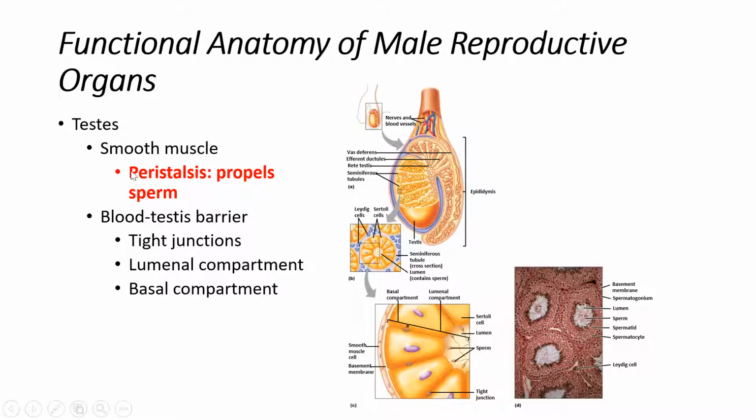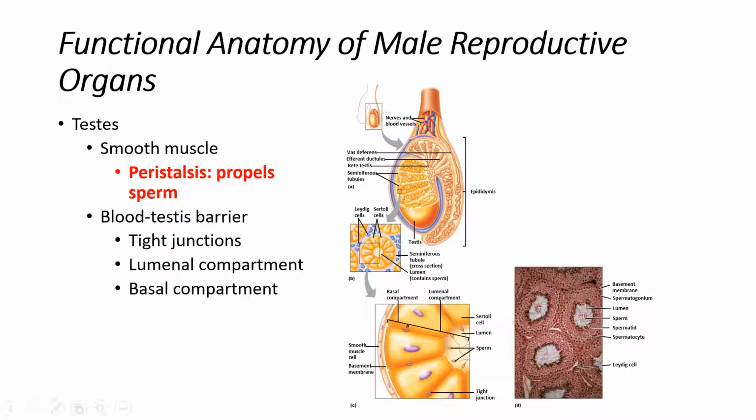Now the testis is made of smooth muscle, and the smooth muscle helps in peristalsis. We saw this word before, peristalsis, which simply means the rhythmic contraction of that smooth muscle in order to propel the contents of that tube along. And in this case, it's propelling the sperm along to make their way to the vas deferens and eventually to the penis.